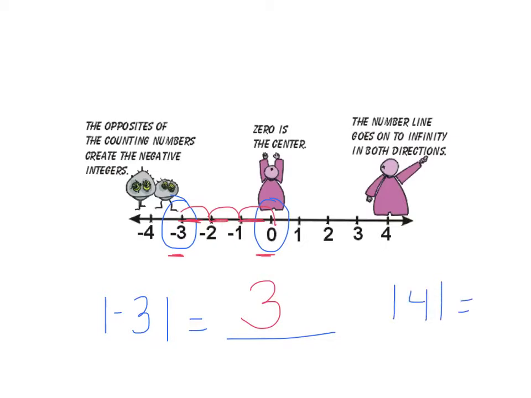If we wanted to find the absolute value of +4, we would do the same thing. Figure out the distance from 4 to 0. So again, 1, 2, 3, 4. The absolute value of 4 is 4. Again, both our numbers here are positive.